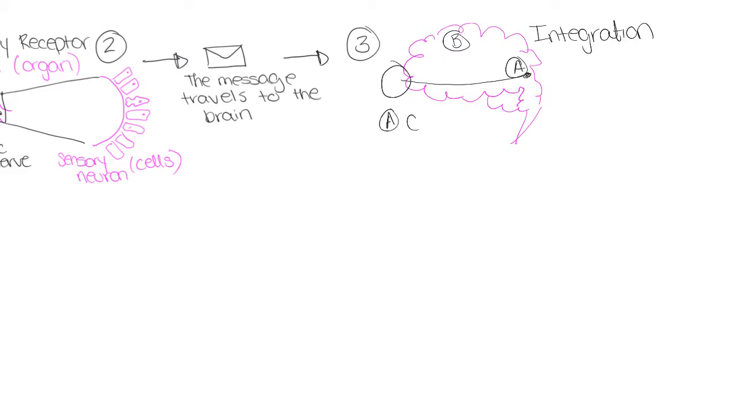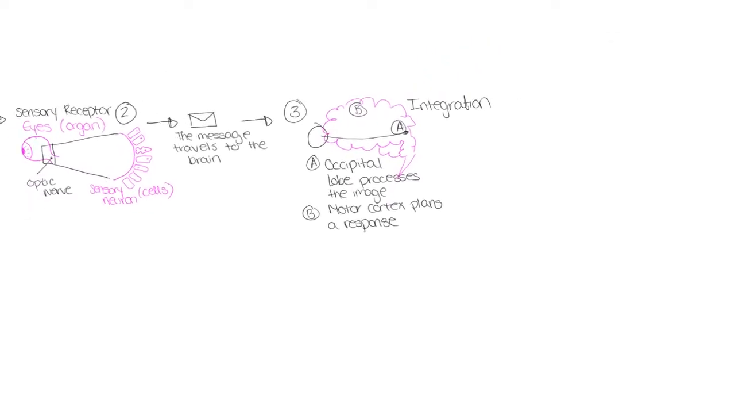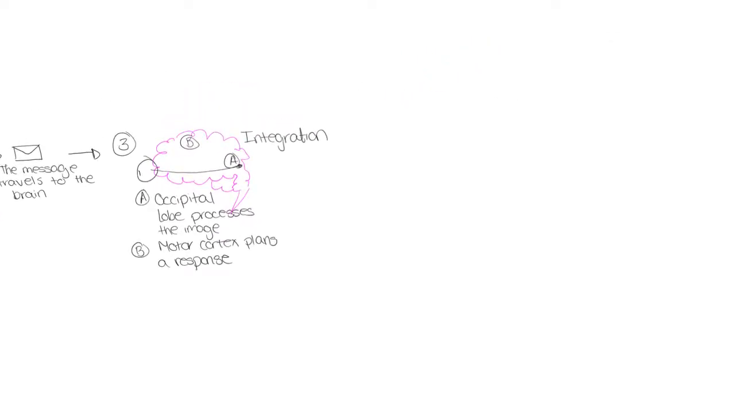And so the occipital lobe part at the back here, they process the image. And then the motor cortex plans a response. And then it's going to send that message out. Okay. So now we know what we're going to do because of this snake. Our brain has got a plan, and it's going to send that information back out so that we can react to it. So I'm looking at sending this information where it needs to go.